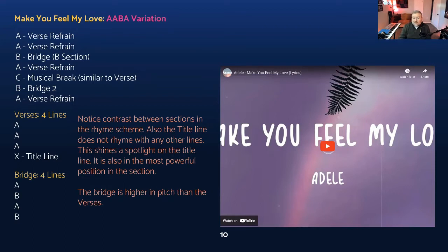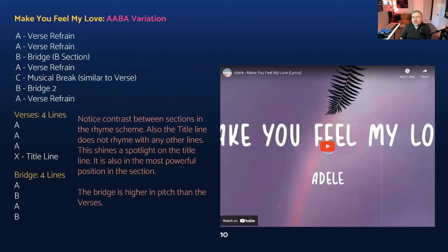Again, in this song, the verses have four lines and the bridges have four lines. So again, that 4 to 6 lines thing comes into play. The verses, the four lines, have an AAAX rhyme scheme, and the X line is actually the title line. So what that does is when you have a line that doesn't rhyme with the other lines, that means that a spotlight is shown and that draws attention to that line.